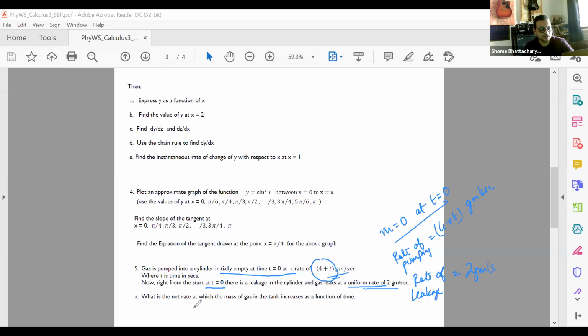So from this, now we have to find the net rate at which gas leaks out from the tank, or gas increases in the tank as a function of time, that net rate. And from that, we have to find out the rate as a function of time and all that. Okay. So let's come to that.